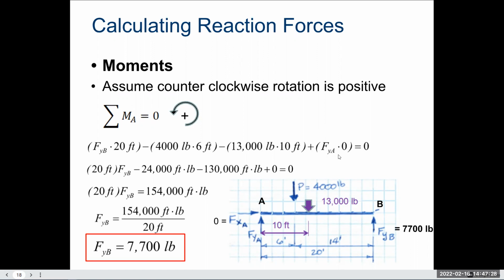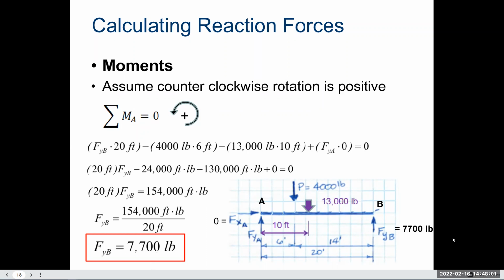All right, at this point, we've got our equation set up. We do some math. We see 20 times F, 4,000 times 6 gives me the 24,000, 13,000 times 10, that'll give me the 130,000 foot-pounds, and then 0. Continue the math here. So this part cancels. We add 24,000 to the 130,000, gives me 154,000 foot-pounds. And finally, to solve for F_y at point B, we divide by 20.